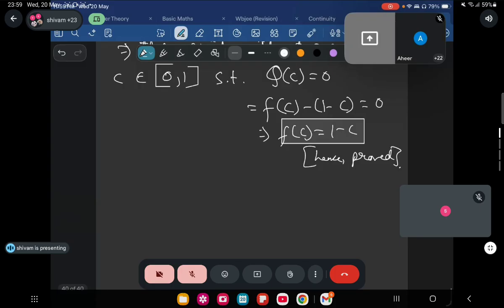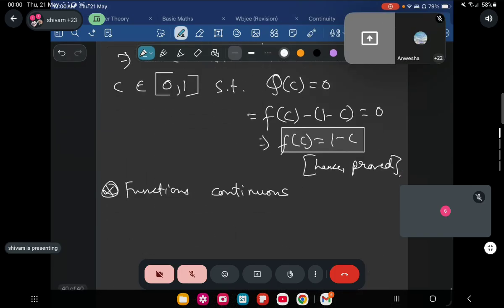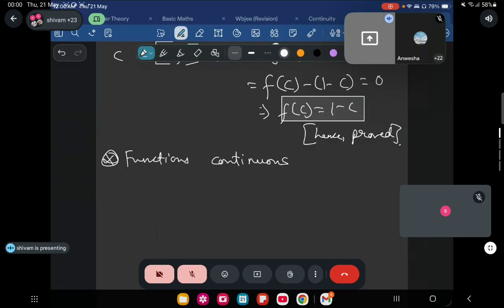Next, our next topic is functions continuous at only one point. Tell me, last problem, everyone understood? Soham, Rishabh, did you understand? Aipsha, Shita, Shubhangi, Shinika, did you understand? Yes, sir. Ronak, Rasheshwari, Adrito, Anvesha, did you understand? If there's anyone who didn't understand any step, let me know.